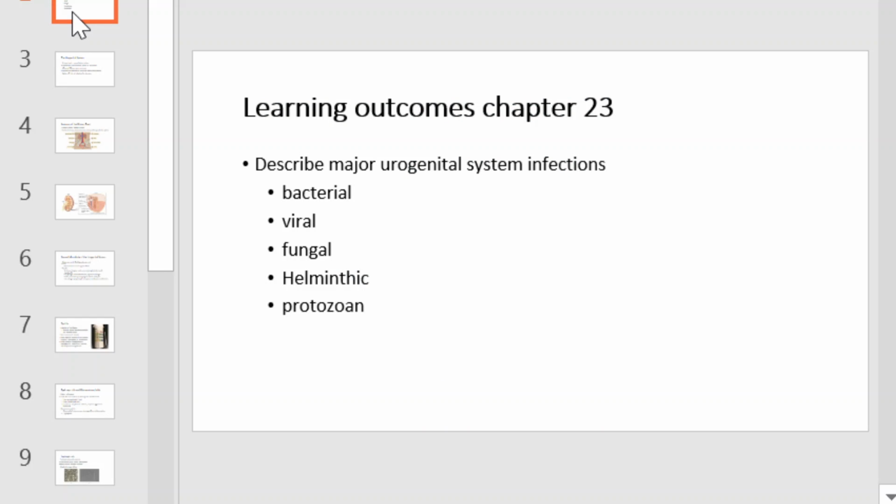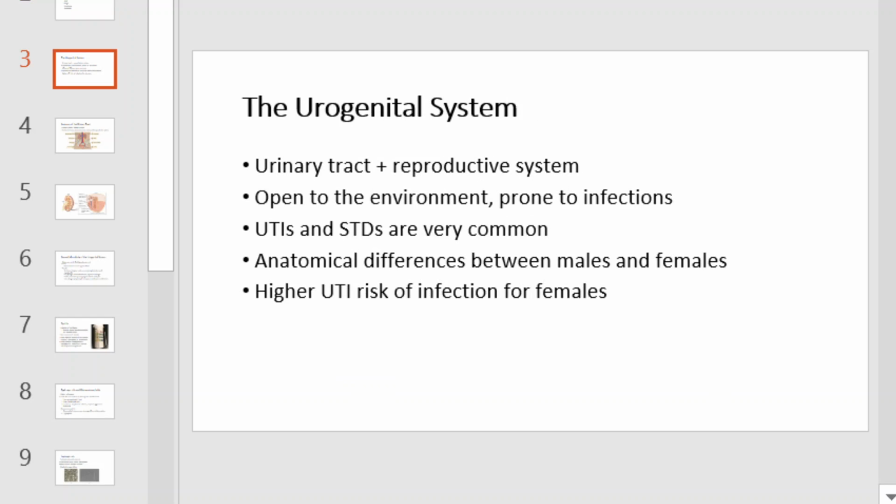Learning outcomes for Chapter 23 include describing the major urogenital system infections caused by bacteria, viruses, fungus, helminths, and protozoan. We begin first by reviewing what is the urogenital system. The urogenital system is comprised of the urinary tract and reproductive system. It is open to the environment and prone to infections.